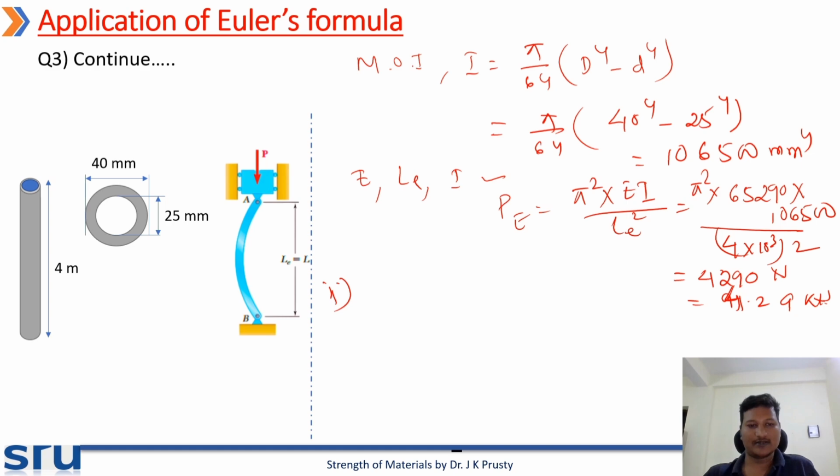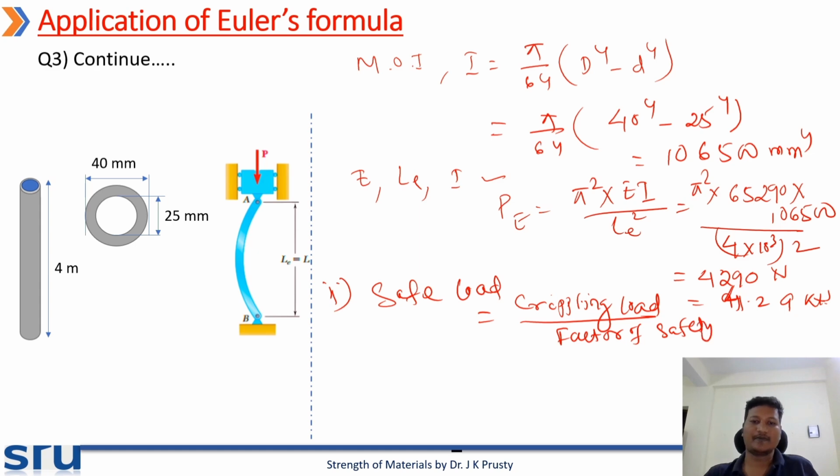So the second will be just the safe load, that we discussed in the last question, which is crippling load divided by factor of safety. So it is equal to the crippling load, 4.29, divided by 5, which is 0.858 kilonewton. I hope you understood this problem.